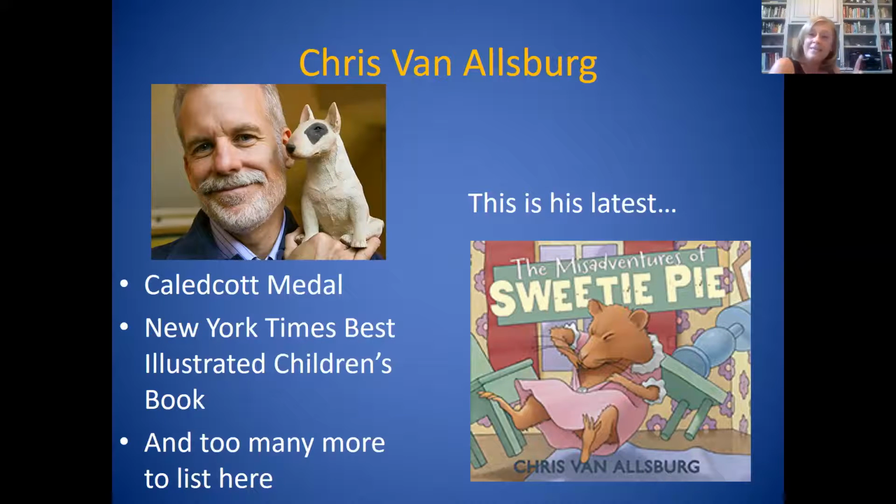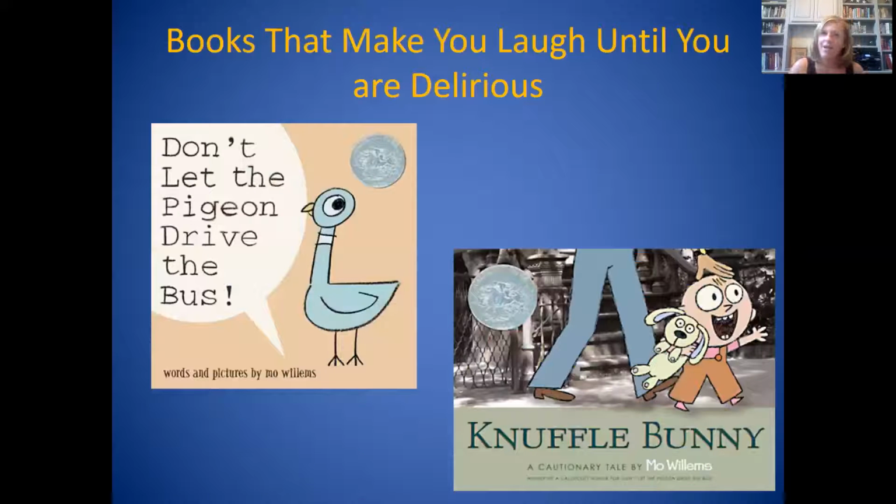So Van Allsburg is the author and illustrator of The Sweetest Fig. He is both author and illustrator. He's super talented. He's won the Caldecott Medal several times, which means he's great at illustrations. The New York Times best-selling illustrator. Too many more to list here. And there is his latest book, The Misadventure of Sweetie Pie, which I haven't seen yet, and so I need to get my hands on it.